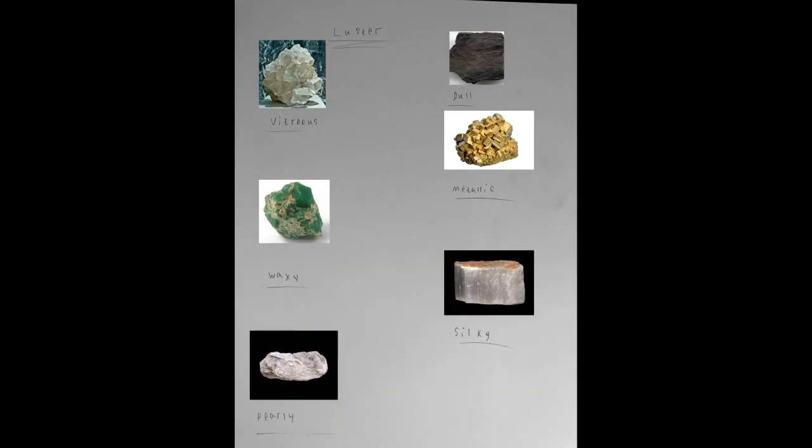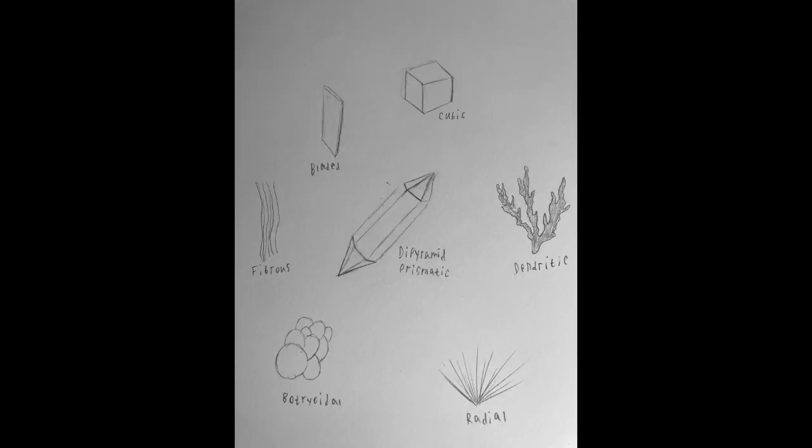Luster is best defined as the way a mineral's surface interacts with light, the way light reflects off it. For instance, if a mineral is shiny like metal, it has a metallic luster, or if light passes through it like glass, it has a vitreous luster. There are many different lusters, but the most common are metallic, vitreous, pearly, waxy, silky, and dull.